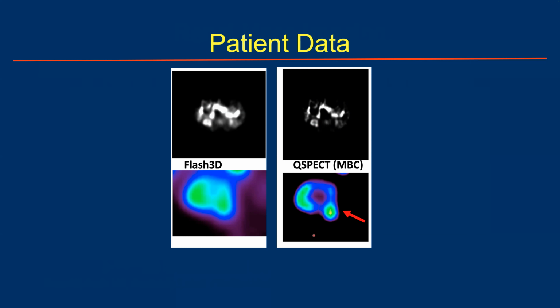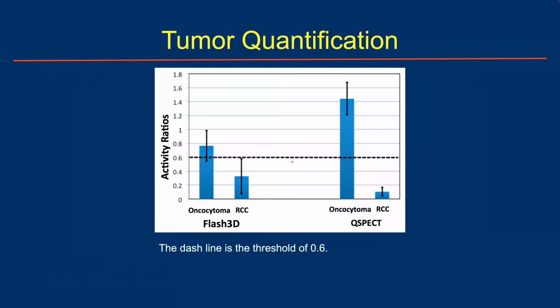And if you calculate the tumor and the background activities, you can see the good separation with our method as compared to Flash 3D, which is the clinical reconstruction. So we can easily differentiate benign tumors and RCC malignant tumors.